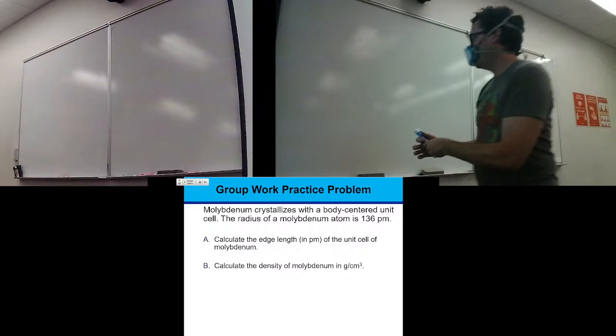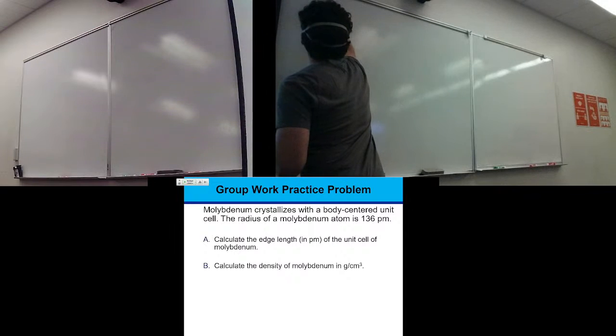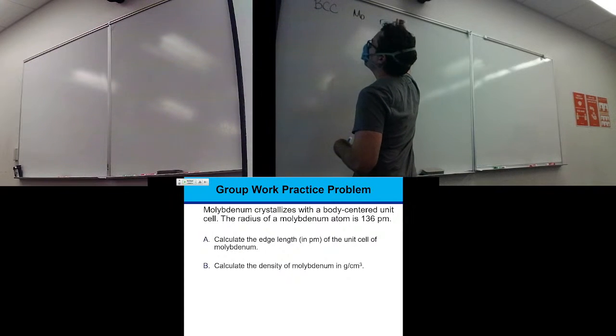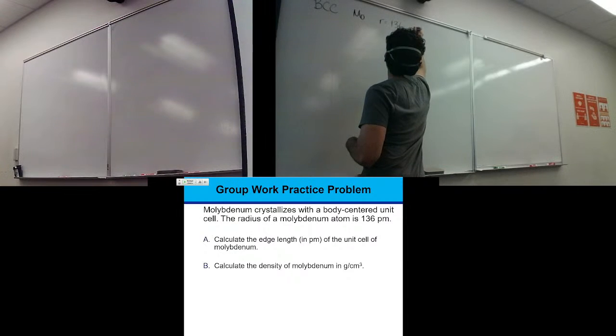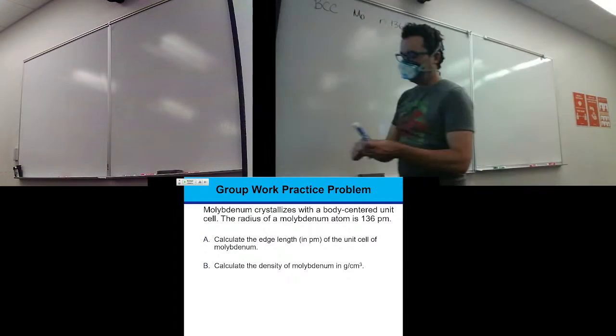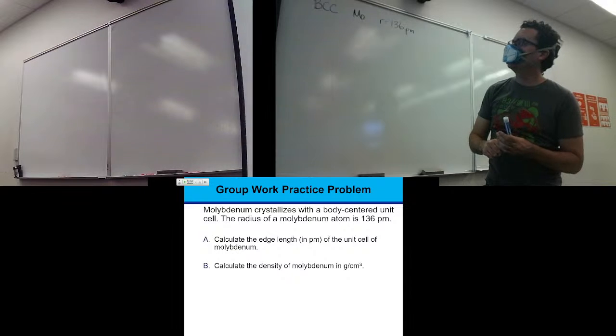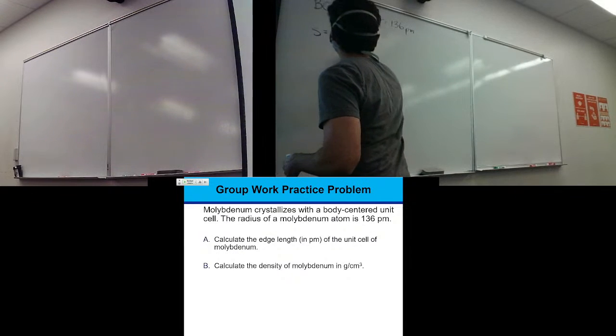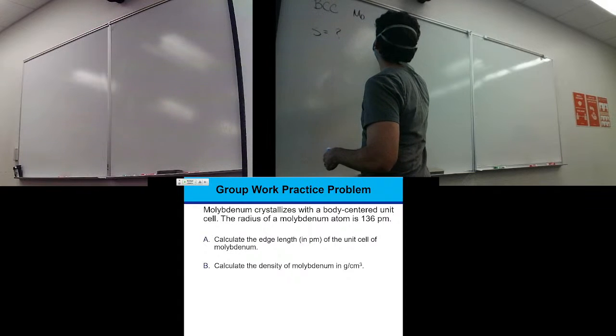So body-centered cubic, and it's molybdenum, and the radius is 136 picometers. So that's the main information. So we want the length of the unit cell, S, and we want the density.